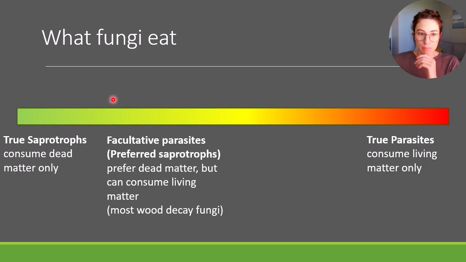So the next step up from true saprotrophs are facultative parasites, and I know that this term causes a lot of people irritation, so I've translated it for you. This is the preferred saprotrophs. So these are organisms that prefer or predominantly eat dead matter, but can consume living matter if, and that's important, if conditions are met for them to do so. And most of our wood decay fungi exist in this area.